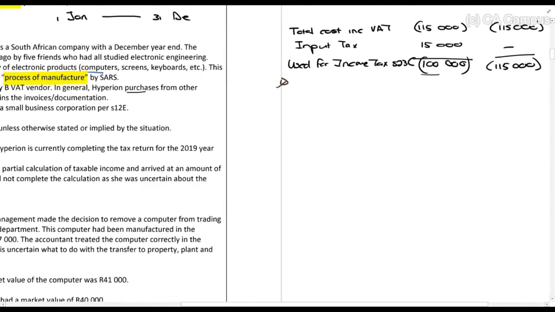Stop for a second and think what I'm saying there. Are you happy with that concept? The amount that moves in and out of the bank account, so what you would say debit bank or credit bank when you do journal entries, those are all amounts including VAT.